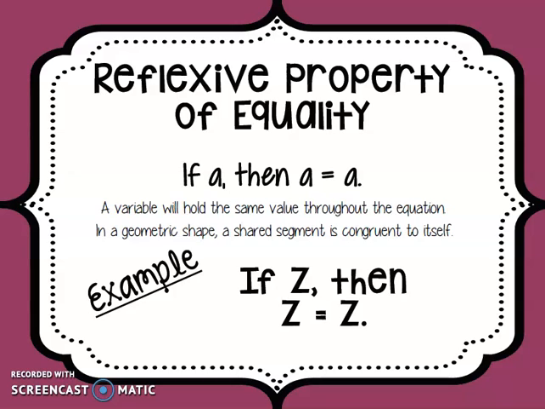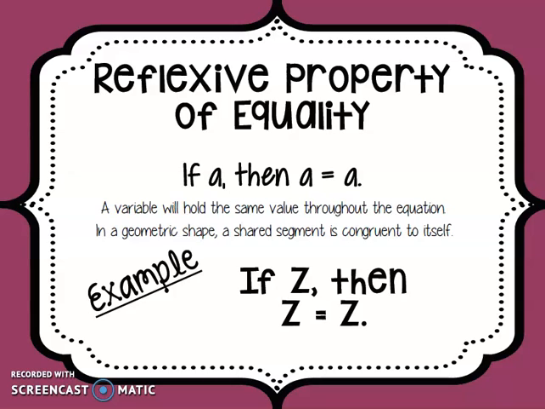Reflexive property is not one that we use very often in algebra. It's more used in geometry, but basically it says that a value is going to be its own value regardless of where it's located in the problem. What that basically means for algebra is that if there's more than one x in the same equation, each x is going to have the same value. So that value for x is going to be consistent throughout the entire problem.